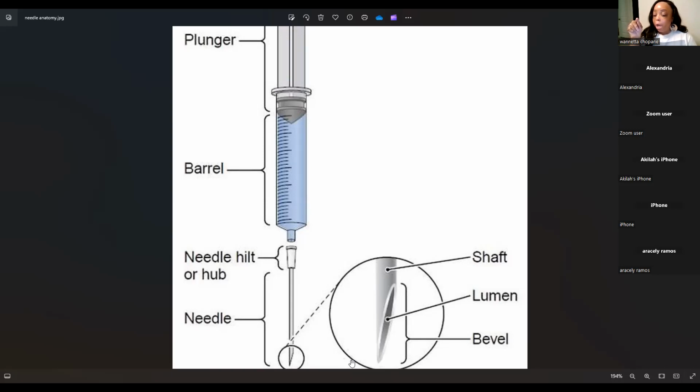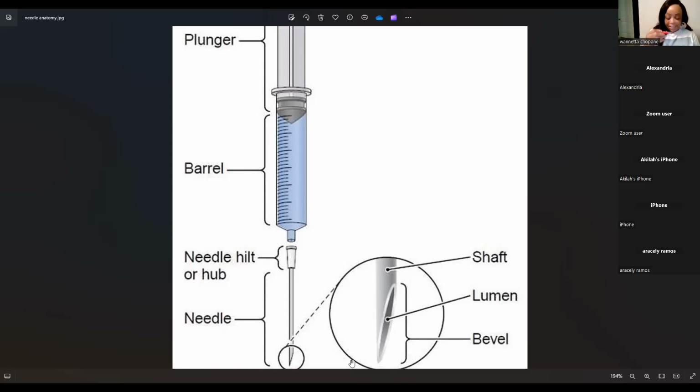Okay? What I also need you to remember is the bevel, and I'm going to say this many, many times: in order to have a successful blood draw, meaning that once you stick me, you get blood to return into the blood tube, that bevel has to be up, never down. So for example, when we insert the needle into the vein, that opening is looking up.